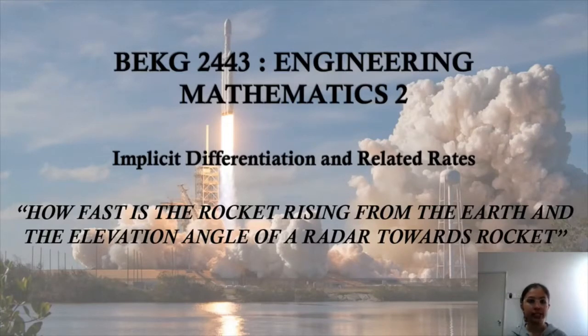Today we will present our assignment for Engineering Mathematics 2. The application is implicit differentiation and related rates. The title given for this assignment is how fast is the rocket rising from the earth and the elevation angle of a radar toward the rocket.